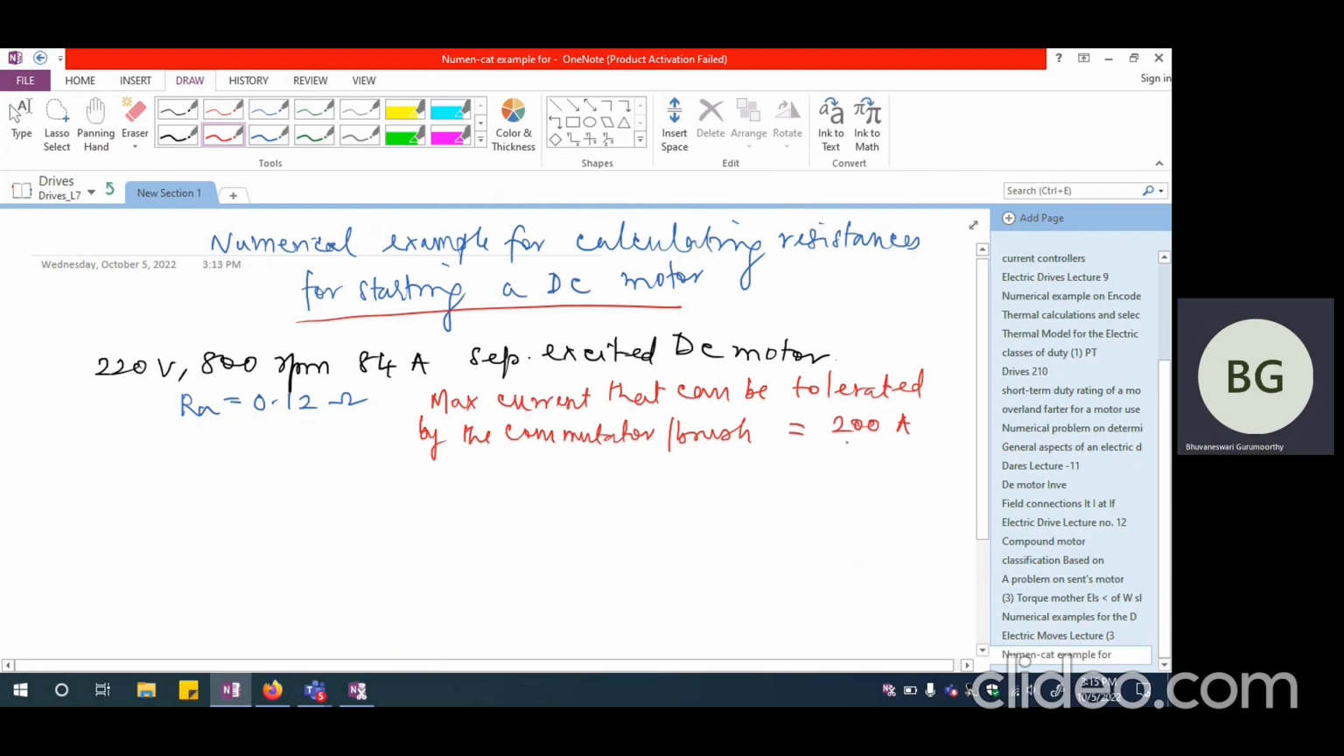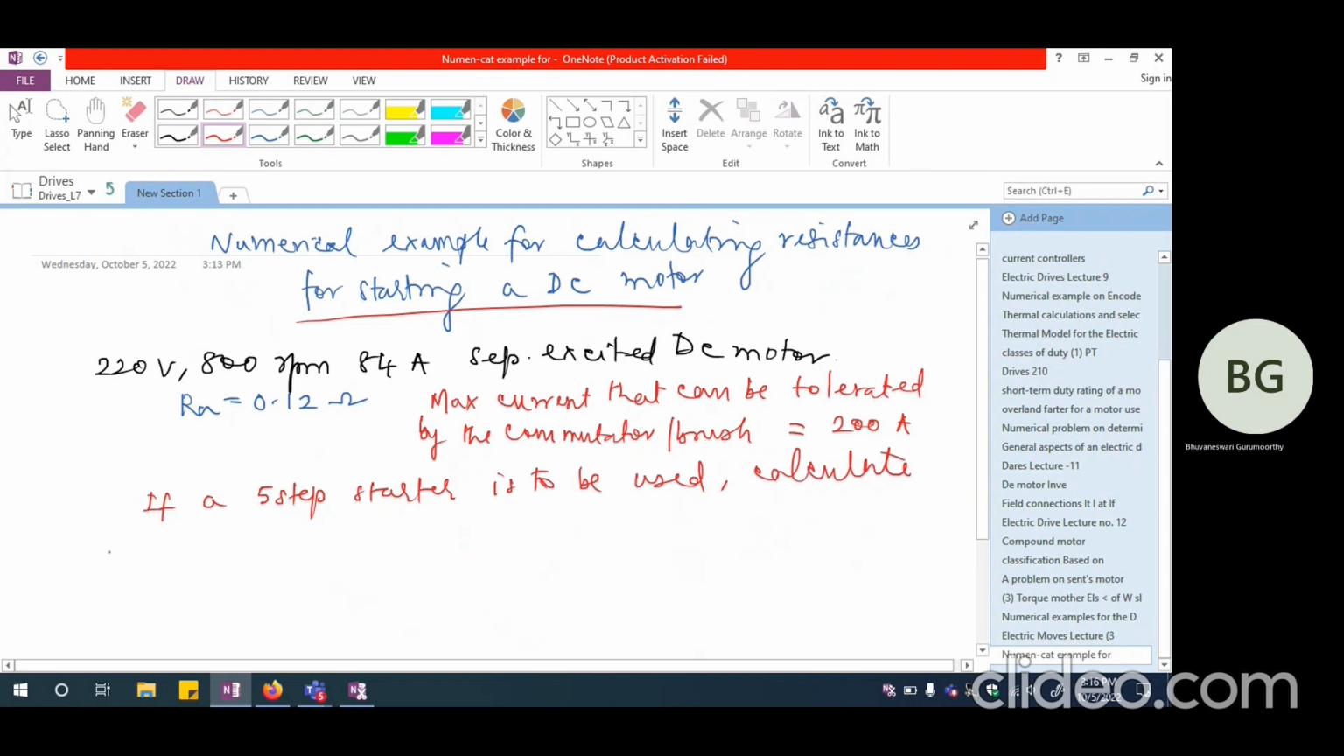Okay. So now if we are going to use a 5-step starter, if a 5-step starter is to be used, calculate IA minimum and the steps of resistances. So this is what is being asked.